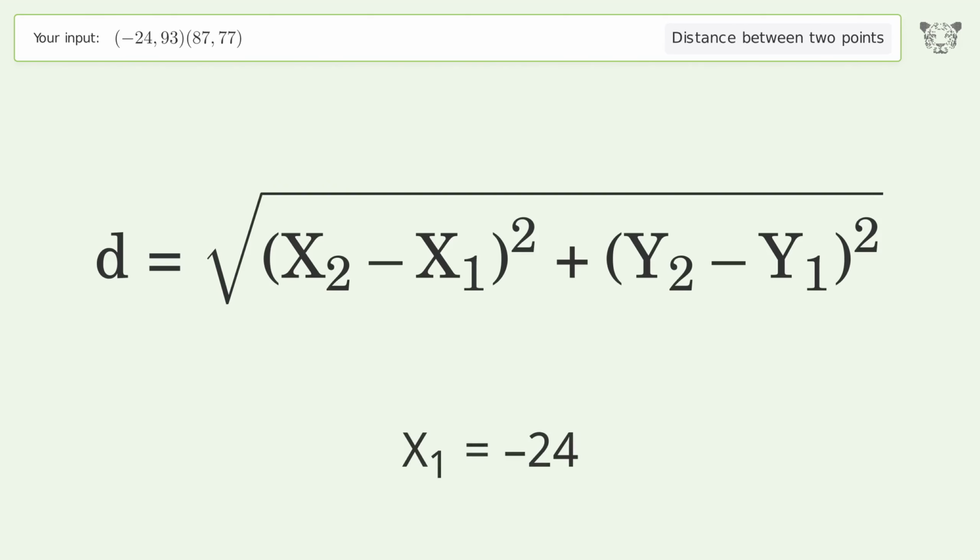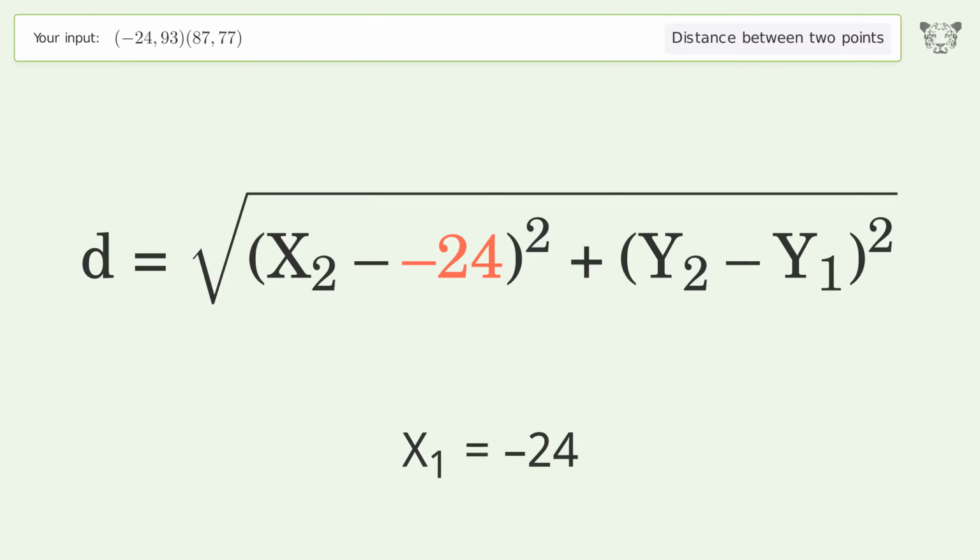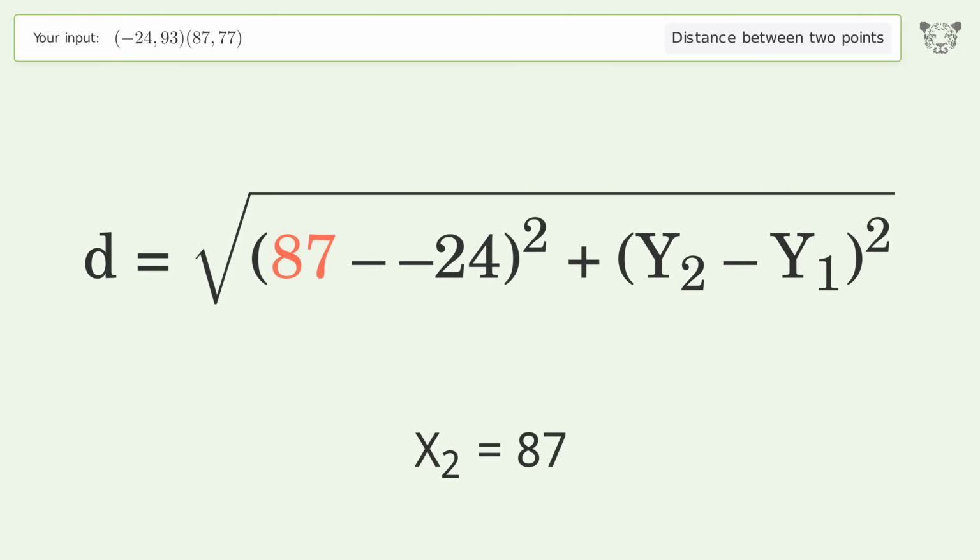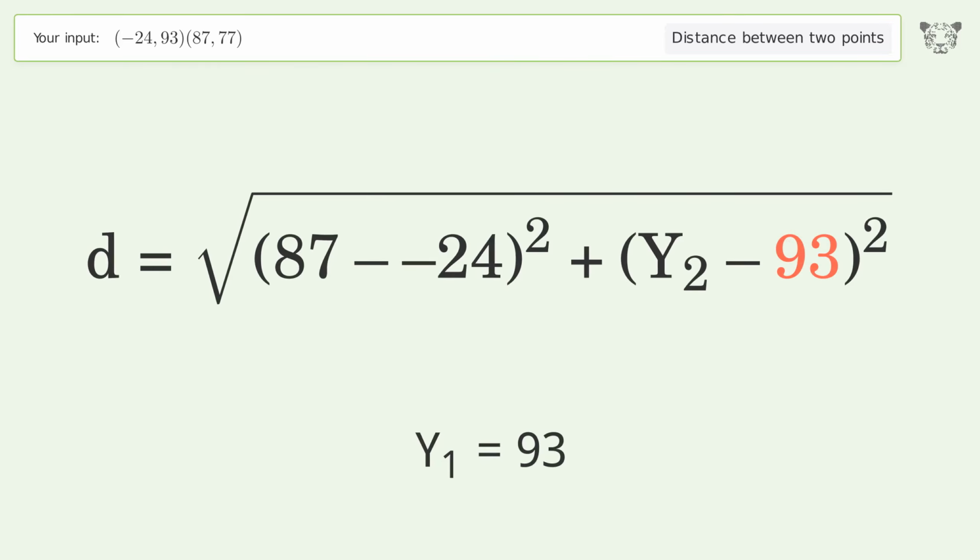x1 equals -24. x2 equals 87. y1 equals 93. y2 equals 77.